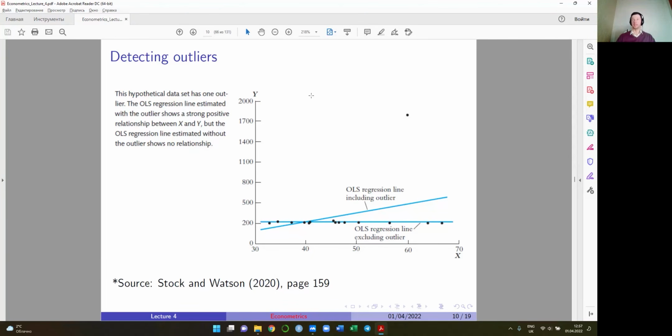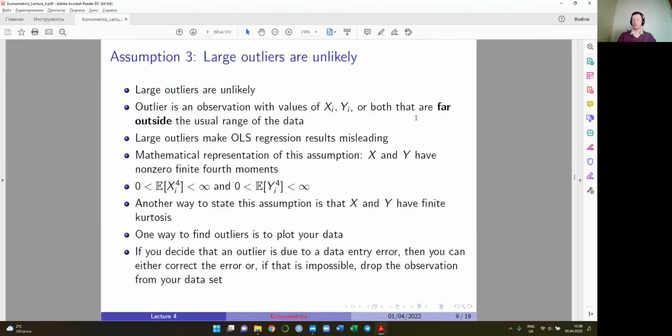But if I include this outlier, look, the OLS regression line pivots, and it now has a positive slope. And the positive slope suggests that if I increase x, y will also be increasing. That's why outliers are not welcome in the data, because with these outliers, you can get misleading results from the OLS estimation. And what to do with them?